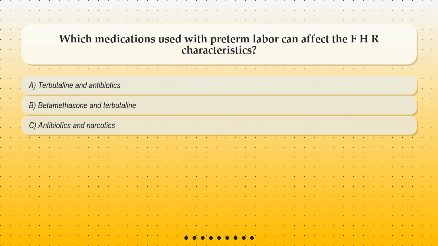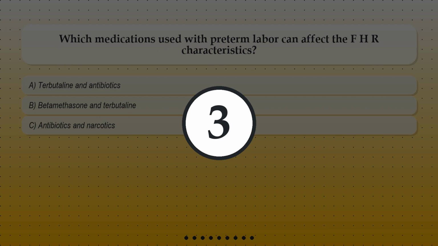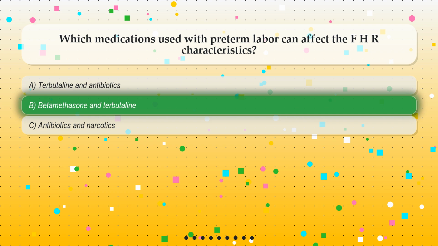Question 9. Which medications used with preterm labor can affect the FHR characteristics? Option A, terbutaline and antibiotics. Option B, betamethasone and terbutaline. Option C, antibiotics and narcotics. The correct answer is option B, betamethasone and terbutaline.